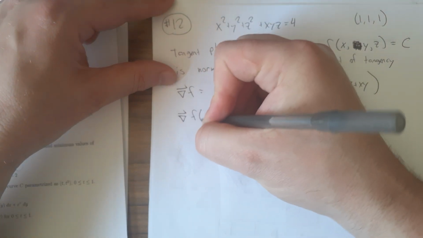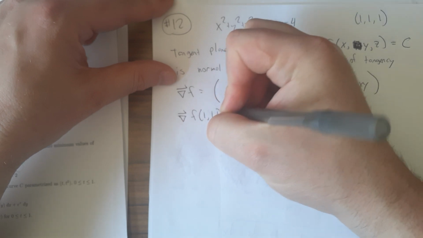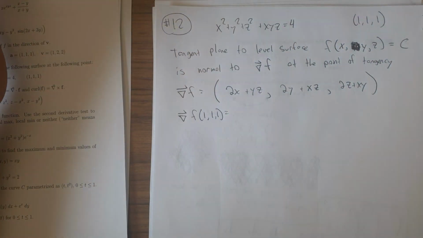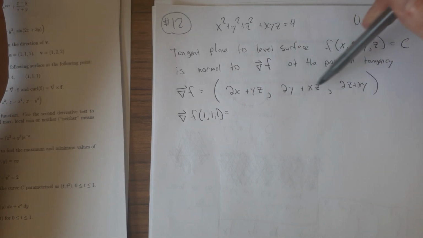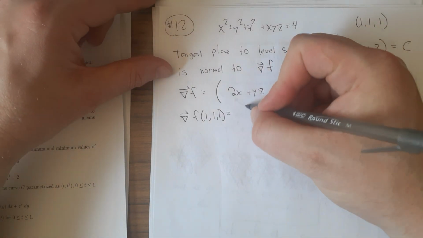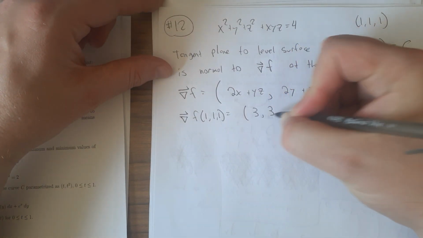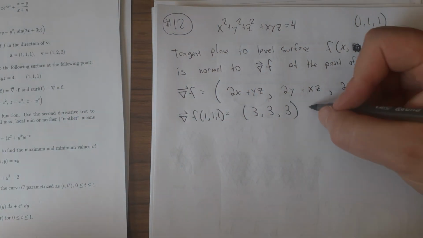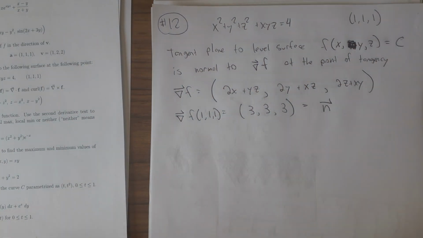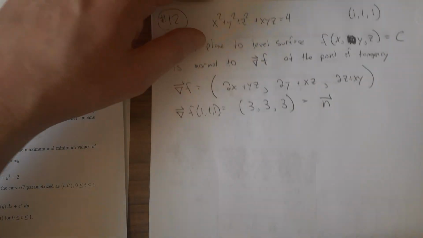We are interested in the gradient at the point of tangency, so I'm going to plug in 1, 1, 1. So this is 2 plus 1. In fact, these are all 2 plus 1, right? I'm just going to get 3, 3, 3. And this is my normal vector for my plane. So now I'm good to go.